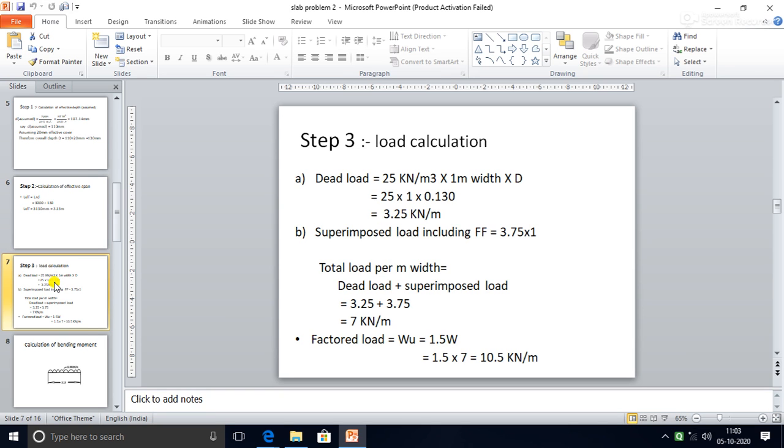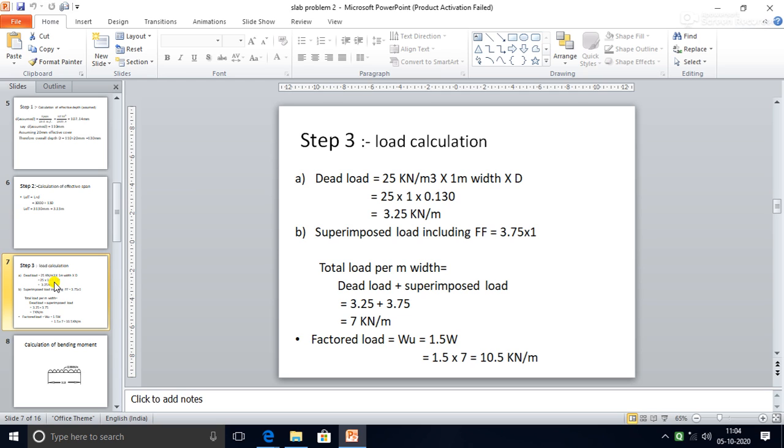Then load calculation. The first load is dead load, that is the weight of the slab, which is 25 kilonewton per meter cube. For 1 meter width of the slab we have to consider D, the overall depth, that is 0.130 meter, width 1 meter and 25 kilonewton, that is 3.25 kilonewton per meter. Then superimposed load, that is addition of floor finish and live load, is given as 3.75 kilonewton per meter square into 1 meter width we have considered, that is 3.75 kilonewton per meter. Then total load per meter width is the addition of dead load plus superimposed load, and superimposed load is nothing but the addition of live load plus floor finish. The total load is 7 kilonewton per meter. Therefore factored load is equal to 1.5 into W, that is 1.5 into 7, that is 10.5 kilonewton per meter.